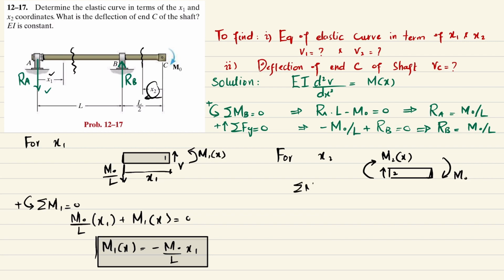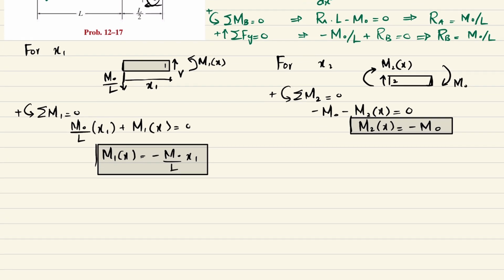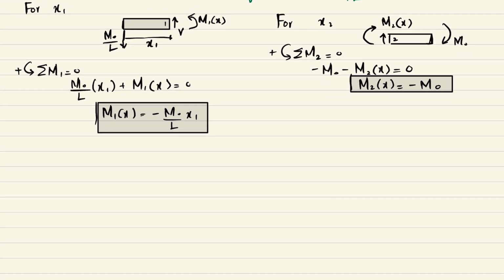So by using the equilibrium condition, the sum of all moments about point 2 is equal to 0, taking the counterclockwise moment as positive. One moment is this one, which is M naught, and that is clockwise, so it will be negative, and the second one is minus M2(x) because this is also negative. So minus M naught minus M2(x) is equal to 0. It means that M2(x) is equal to minus M naught, and this is the equation of moment for coordinate x2. Now we'll move on and find the equation of the elastic curve.